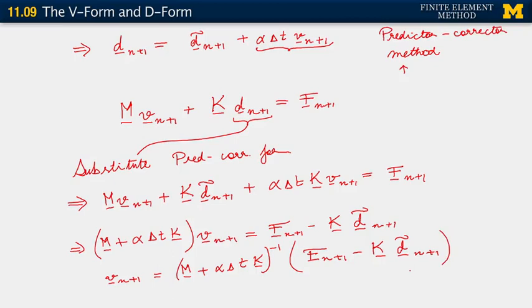Right. Now, I'm going to make a couple of remarks. Okay? And those remarks are the following. Right? Now, the first remark is that if instead of m, we use the lumped mass, okay? And furthermore, we use alpha equals 0. Okay, this would be forward Euler.